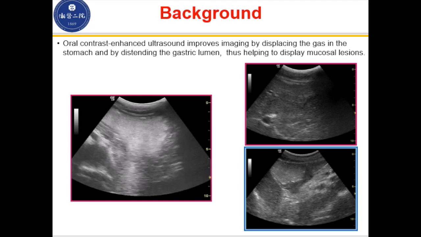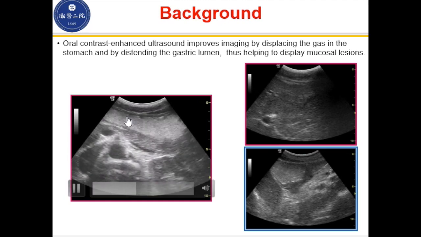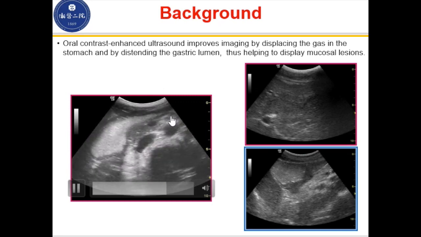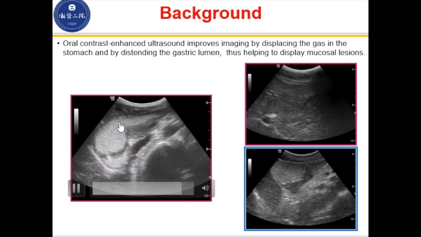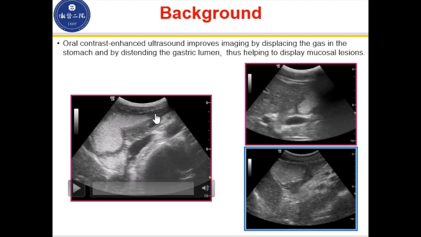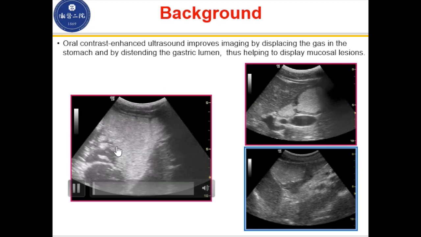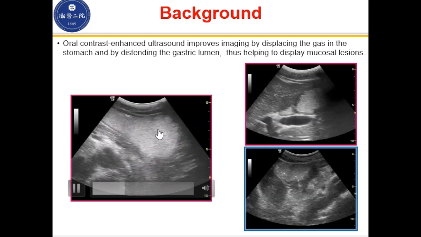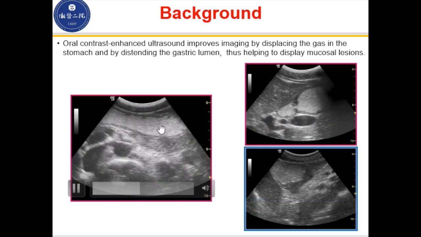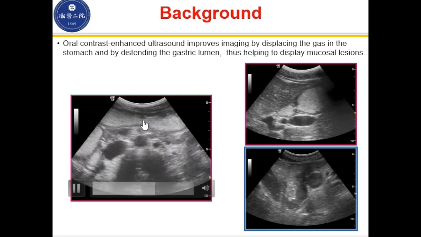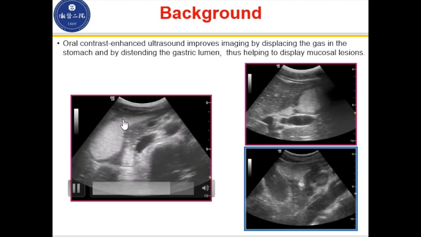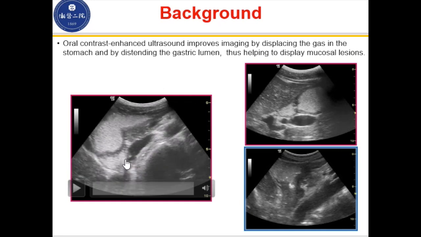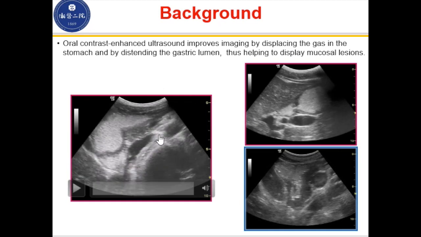Recently, oral contrast enhanced ultrasound can improve the images by displaying the gas in the stomach and by distending the lumen, thus helping to display the mucosal layers. So we can find here this is the body of the stomach, and this is the antrum, and the duodenal bulb can be displayed clearly based on these methods.